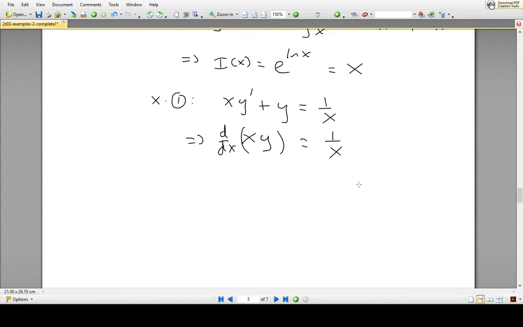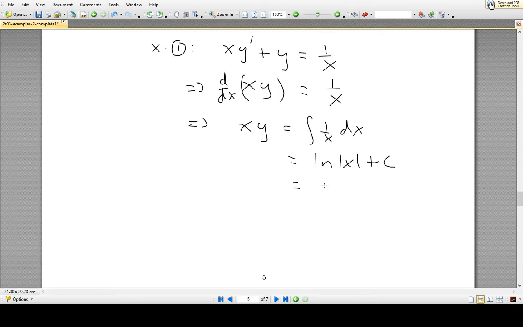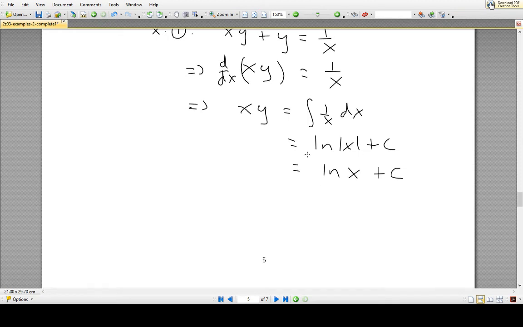So now to get rid of this derivative, we can take the integration. We're going to integrate both sides with respect to x. That leaves us with xy is equal to the integral of 1 over x dx, and of course that is again ln of the absolute value of x plus a constant. But because we are restricting ourselves again to situations where x is greater than 0, we can just rewrite this as ln x plus c. And now that we have it in this form, we can rearrange it into an explicit form. So y of x, just by dividing everything by x, is equal to ln x over x plus c over x.